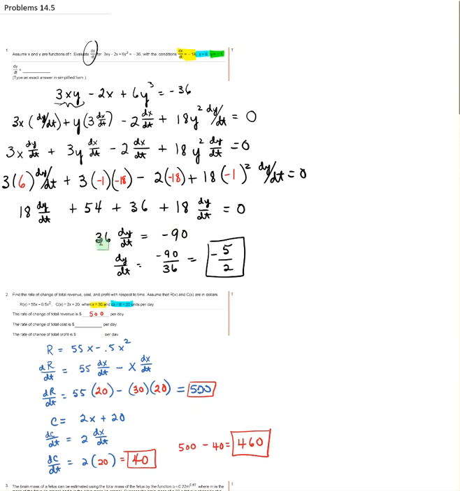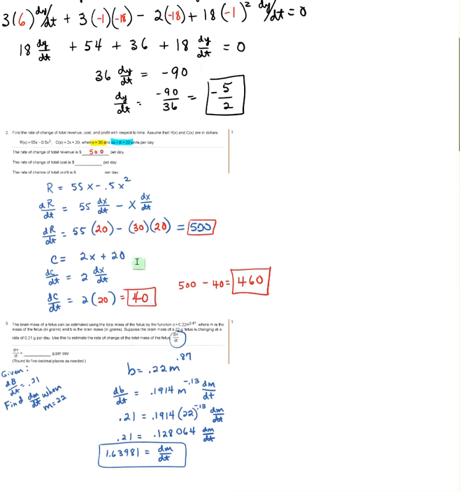Then I'll divide by the 36, so dy dt is this. I can divide 18 into both of those and reduce that to negative 5 halves. So dy dt is negative 5 over 2. So we did all the derivative stuff, then we plugged in the things that we were given, and then we solved for dy dt. So that would be number 1.